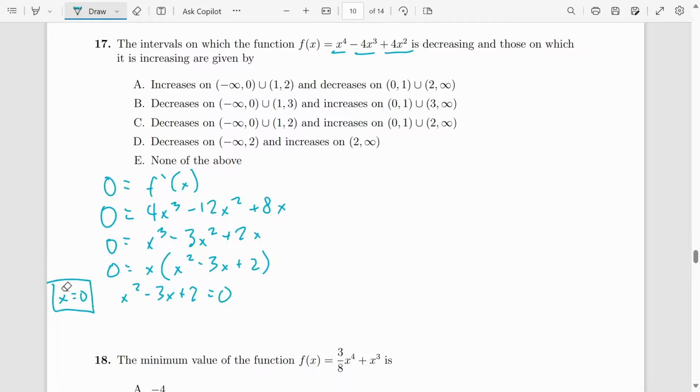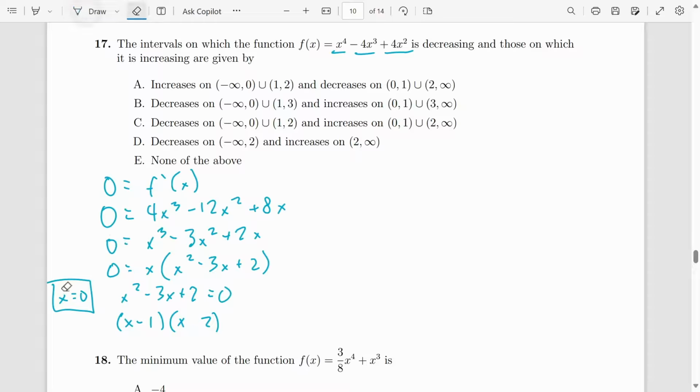That is one of our critical points. And on the right-hand side, we can factor this as, I think this is going to go x minus 1 plus 2 because, oh, no, that won't work because the 2 is positive.